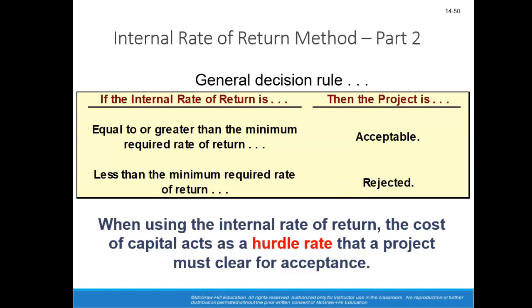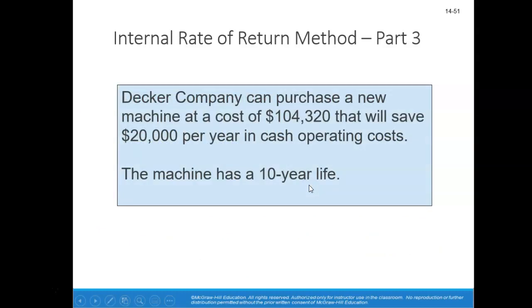And so again, when your net present value equals zero, that is the rate that was used to get zero, and it represents your internal rate of return. If that rate is equal to our minimum rate of return or higher, we'll accept it. But if it's less, then we're going to reject that particular project.